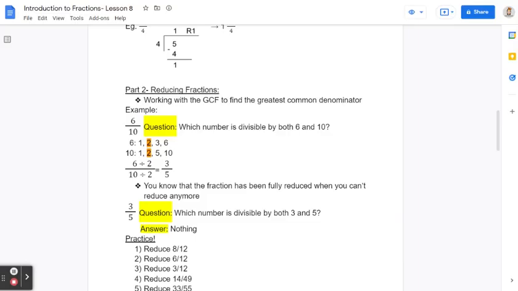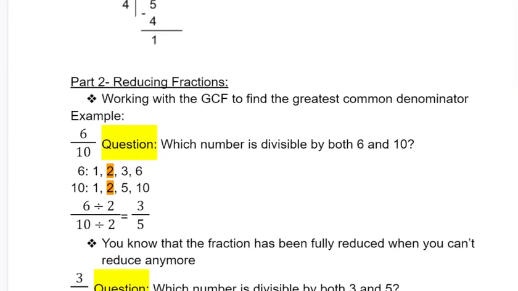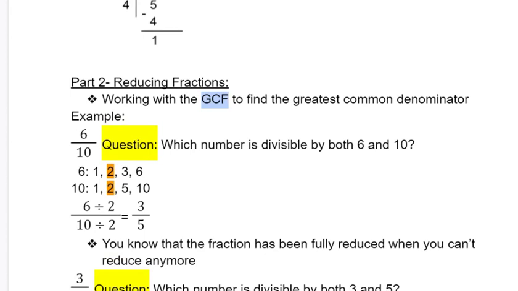Part 2, reducing fractions. So when we're reducing fractions, we're working with the greatest common factor to find the greatest common denominator. We talked about factors in lesson 6, so if you're confused about that, you don't know what it is, or you just need a refresher, you can go back to that lesson, and I will put a little link at the top of the screen here.